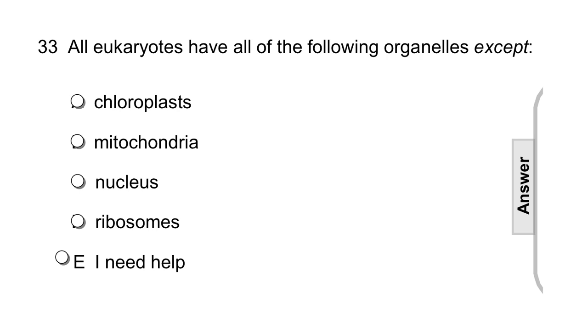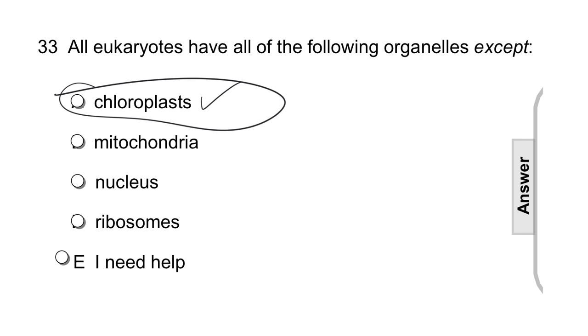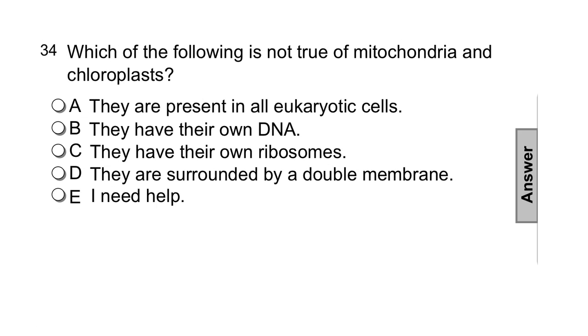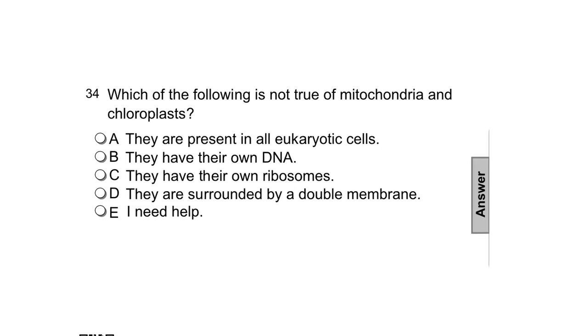All eukaryotes have all the following organelles except chloroplast. Animals don't have them, but everything else, all these other items, both plants and animals and the other kingdoms have. Which of the following is not true of mitochondria and chloroplast? Yeah, that's not true. I just said it.